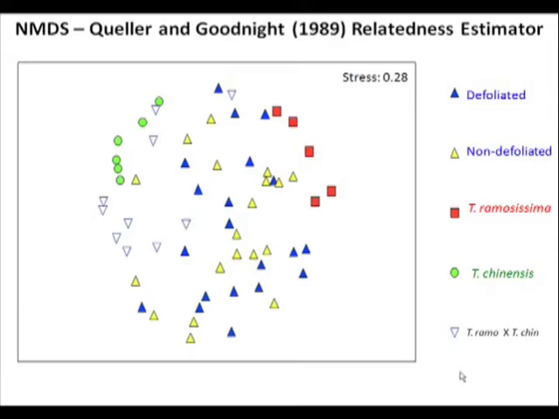So you can see the red squares clustered out over here, which are Ramosissima, and then the green circles, which is Chinensis, are over here. And most of the individuals that I sampled were somewhere in between, and there really are no clear patterns between those that were defoliated and those that were avoided by Diorhabda.